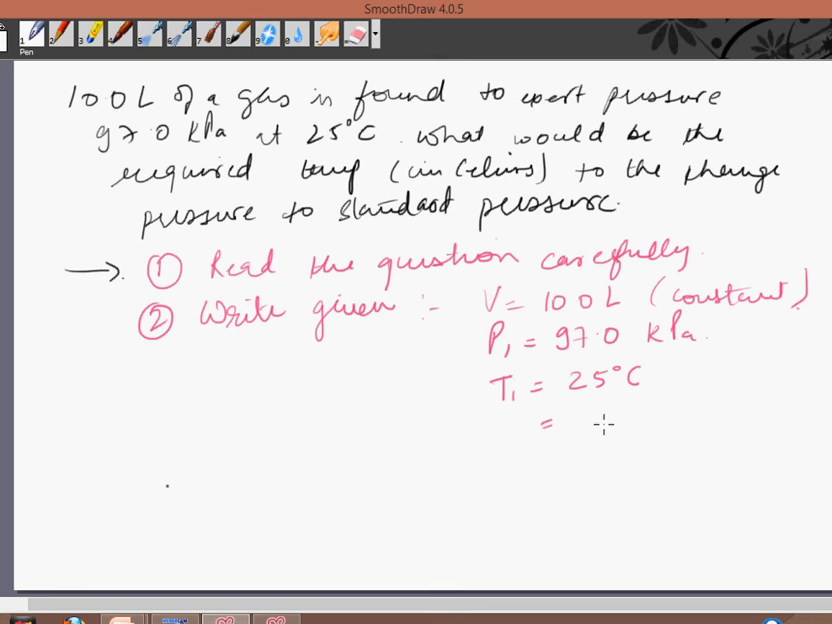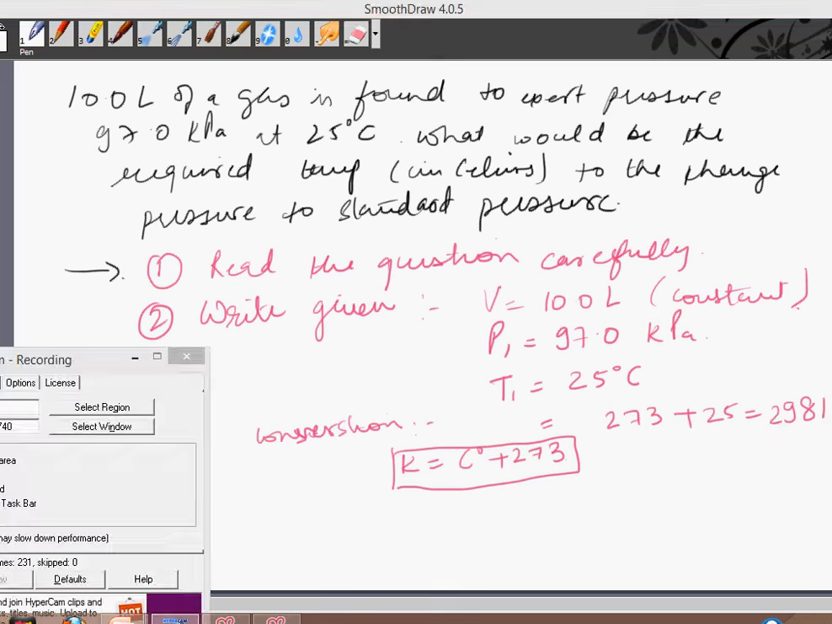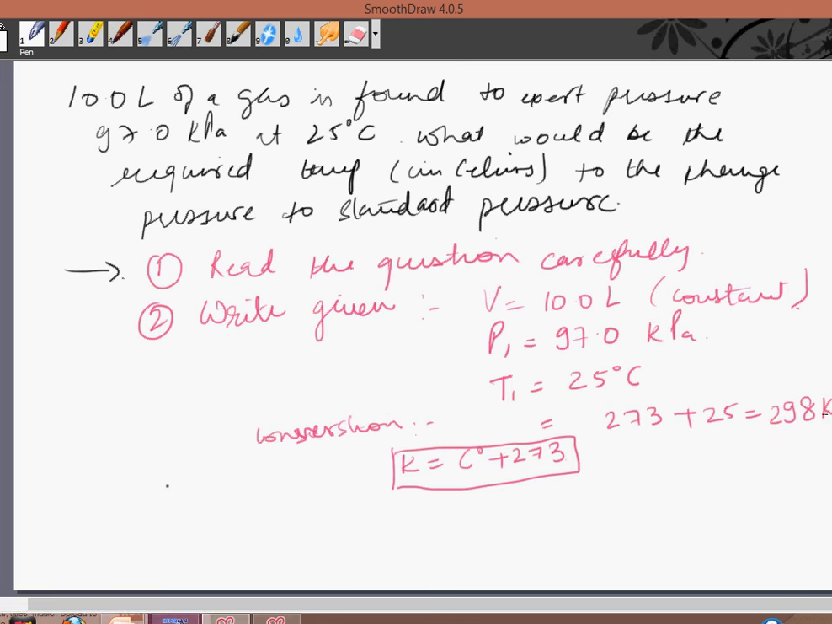So first, let's convert. What is the conversion? We know that Kelvin is equal to Celsius plus 273, right? So we add 273 plus 25, which comes to 298 Kelvin, right?